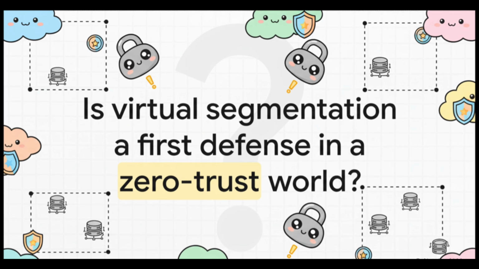And that brings us to a final, pretty important thought for today's world. In modern cybersecurity, there's this big idea called zero trust, which basically means never trust, always verify. You just assume no part of your network is truly safe. And in a world like that, doesn't creating these small, isolated virtual segments, these VLANs, become one of the most powerful first lines of defense you can possibly build?